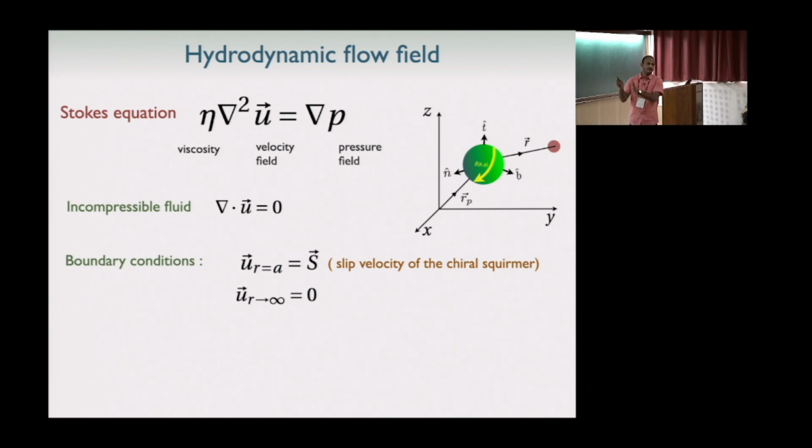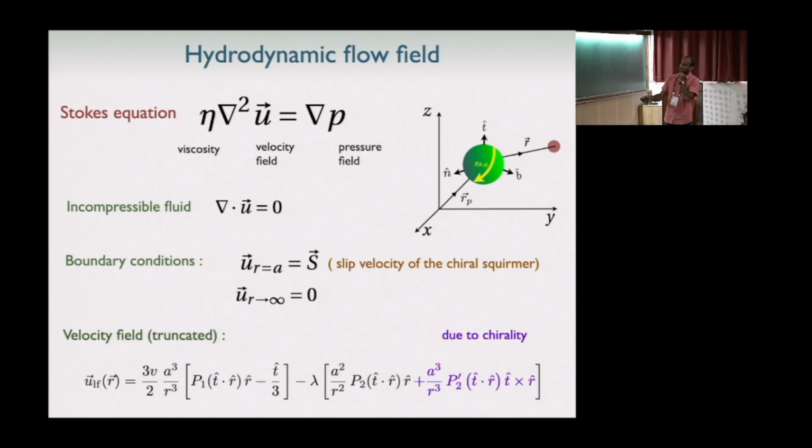Otherwise, there is a finite velocity if you take the body reference frame. So we can use the boundary conditions to solve this Stokes equation. What I'm showing here is the velocity field. Of course, this is not the complete velocity field, but the truncated one.